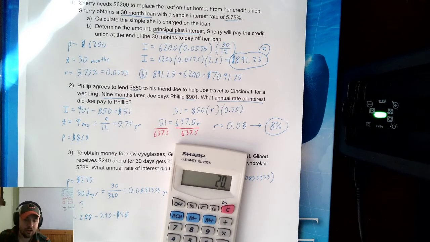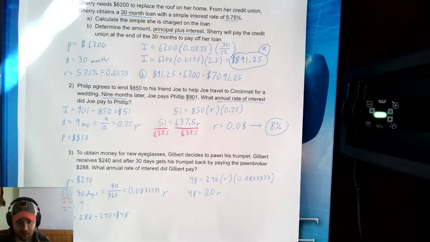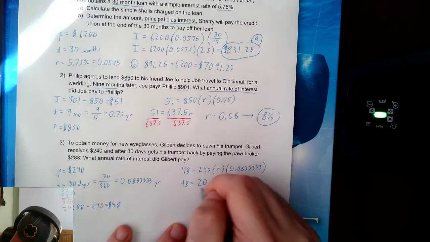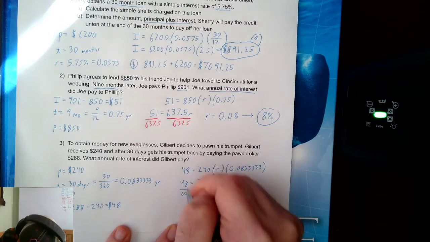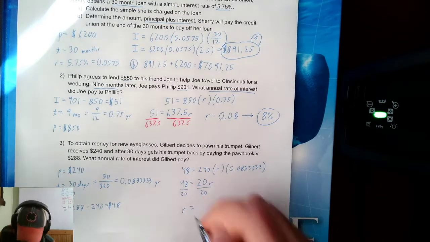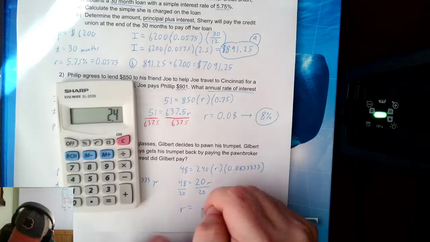You want to make sure, always double check if something works out to a whole number. If you get 0.99999 or something close to a whole number, double check the math. Make sure it works out. Be careful with your calculator. Well, we multiplied. Now we can divide to get R alone. Gives me R equals 48 divided by 20. Let's see, 48 divided by 20 gives me 2.4.